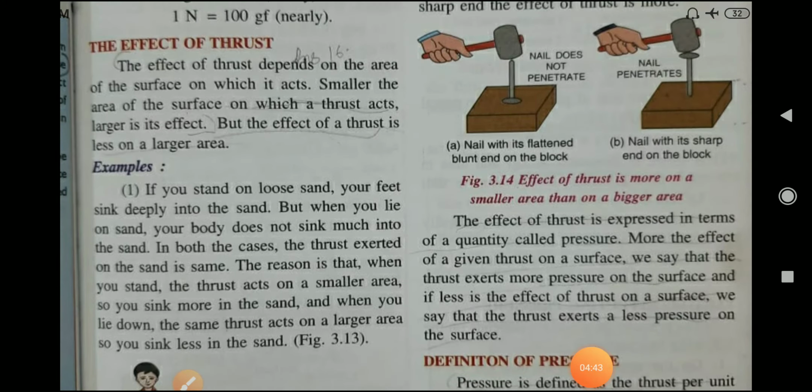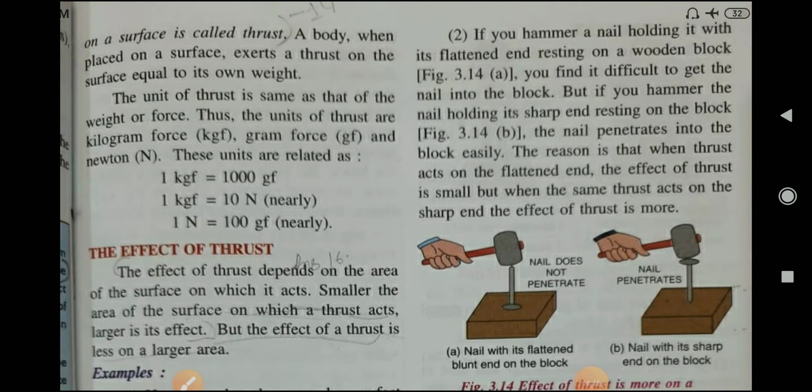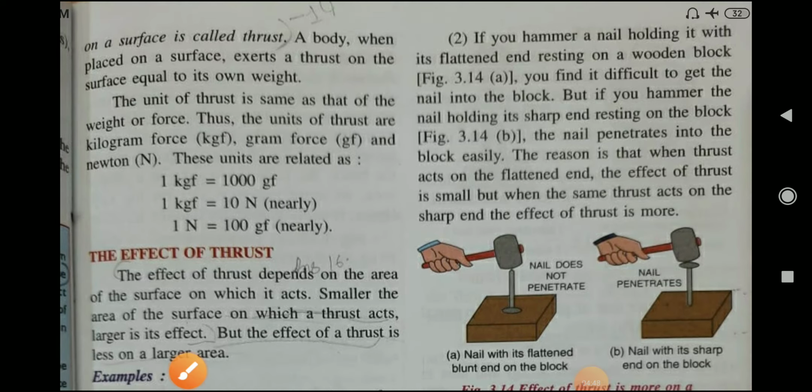This is the first example of the effect of thrust. Now the second example you can see here is of a hammer and a nail. If you hammer a nail holding it with the flat end, as you can see in this picture, with the flattened end resting on a wooden block, you will find it difficult to get the nail into the block.